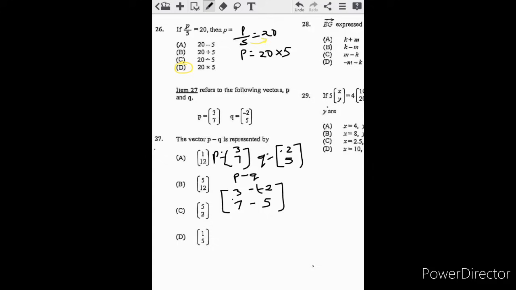Simplifying this once again, we have a negative and a negative. So we know a negative and a negative is going to be a positive. So 3 plus 2 would equal 5. And then 7 minus 5 is equal to 2. So our answer is (5, 2). That is C.